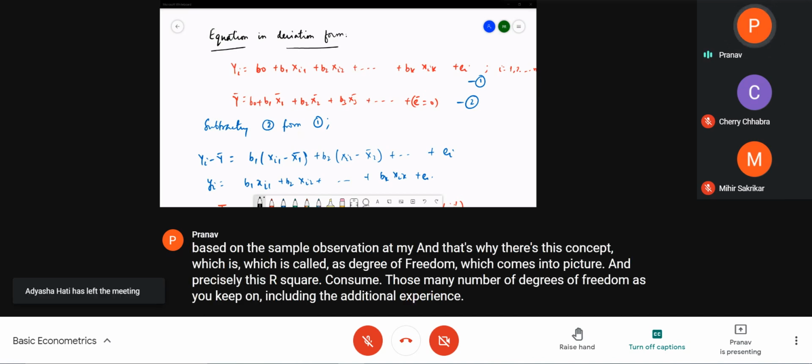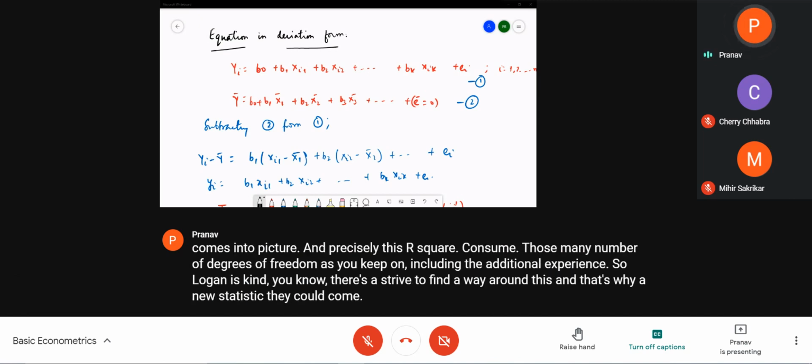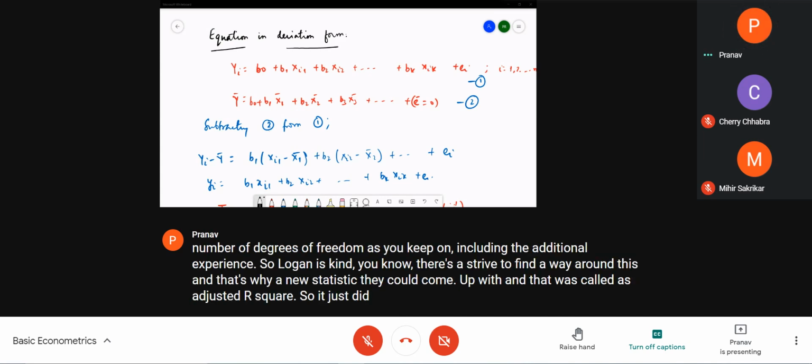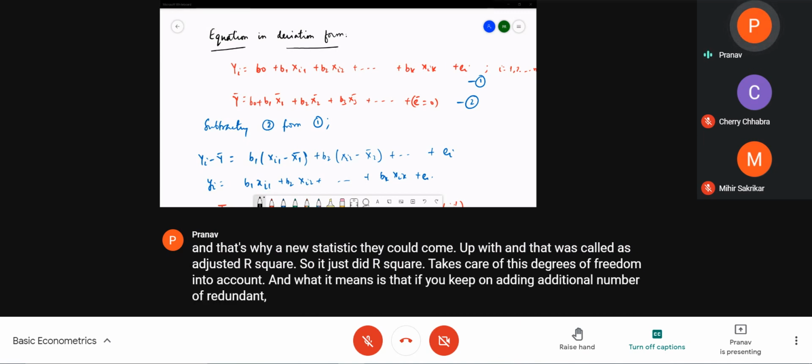So people just tried to find a way around this, and that's why they could come up with a new statistic, which was called adjusted R square. So adjusted R square takes these degrees of freedom into account. And what it means is that if you keep on adding redundant explanatory variables in the model, it keeps on imposing a penalty.